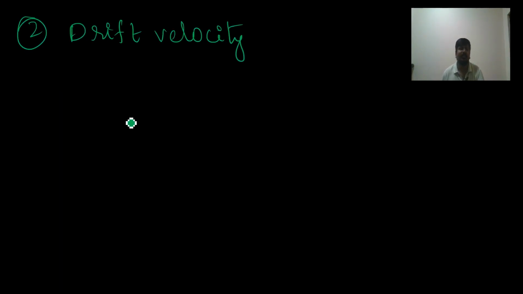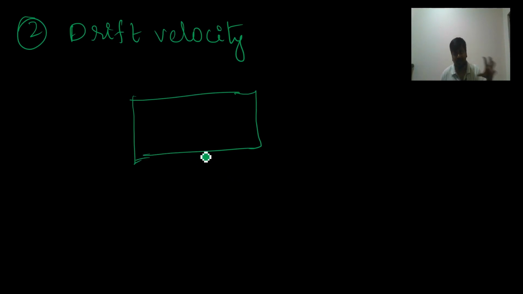And next, we can consider the drift velocity. What is the drift velocity? Normally you see inside of the conductor, you can consider this, like a conductor. There is a micro level and a macro level. Micro level means we are considering in depth. So inside of the conductor, electrons are flowing. Here the electrons are moving like this.